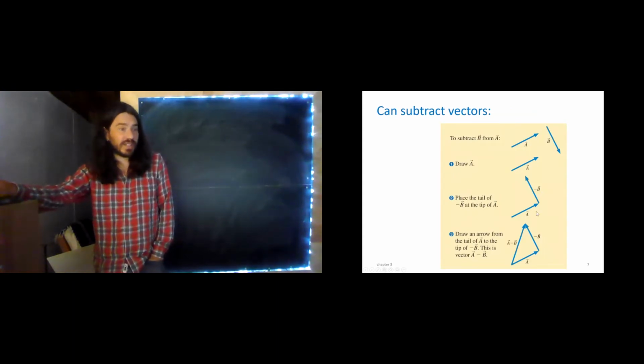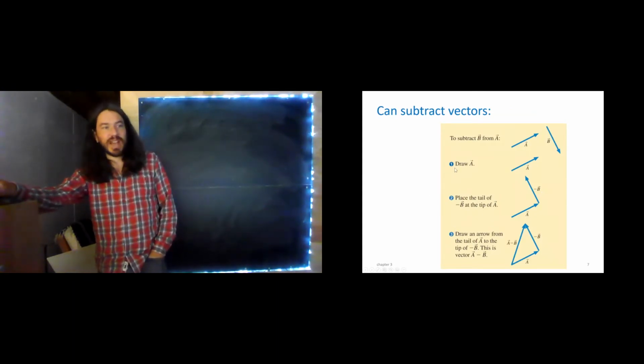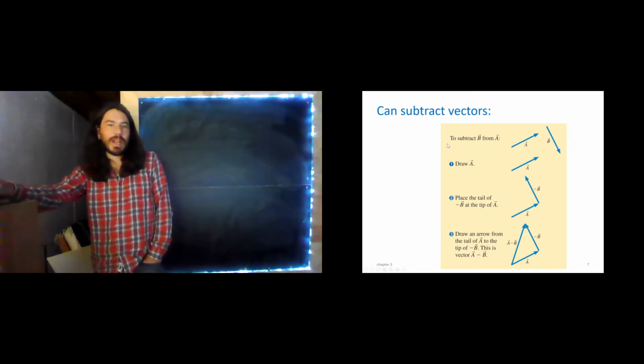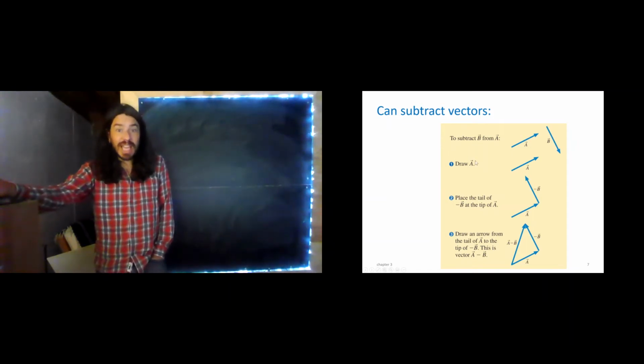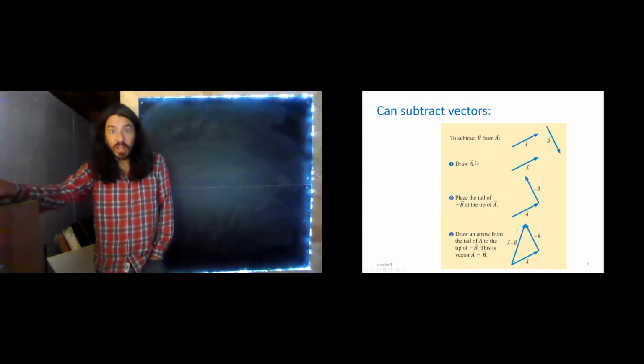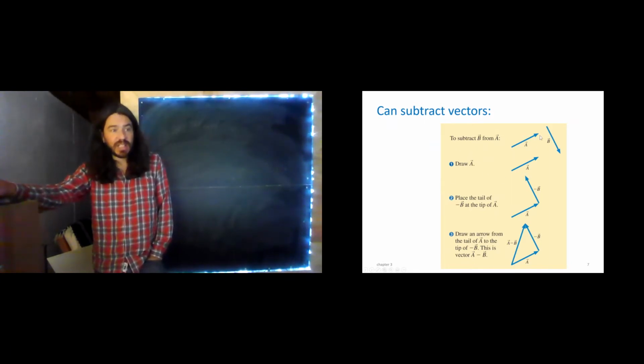Now we can subtract vectors as well. Here's a list of steps. I'm not actually going to think about it as subtraction. I'm going to think about it as adding the negative of another vector. So we're going to draw A. Here's A. We're going to subtract B from A. How are we going to do that? We're going to draw A, then we're going to draw B.